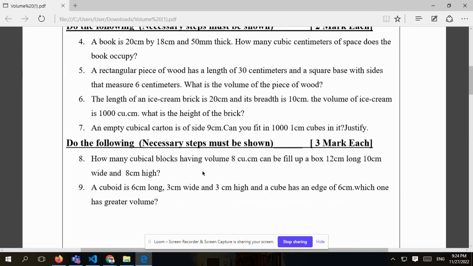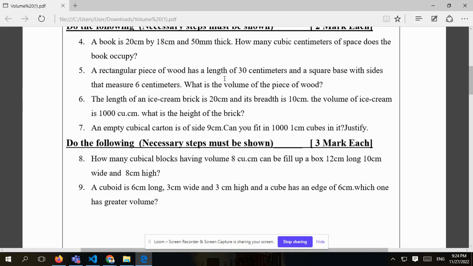Problem number 6. Problem number 6 you did, right? The length of an ice cream. Oh, wait. Problem 5. A rectangular piece of wood has a length of 30 centimeters and a square base with sides that measure 6 centimeters. What is the volume of the piece of wood? See, this is an interesting problem.